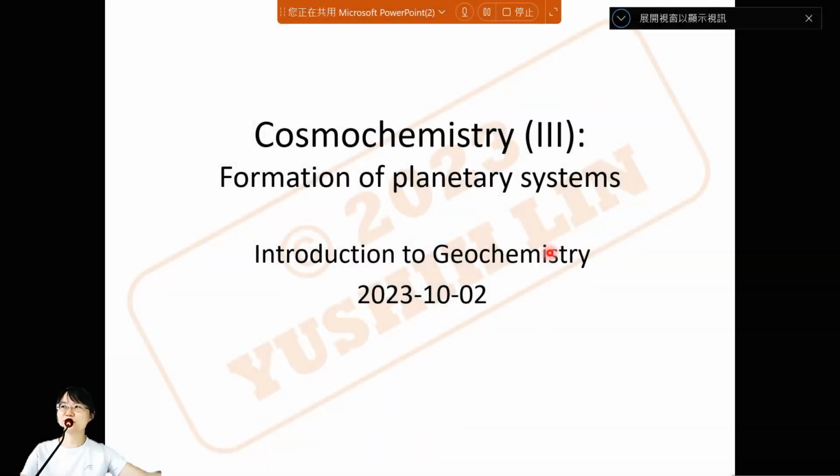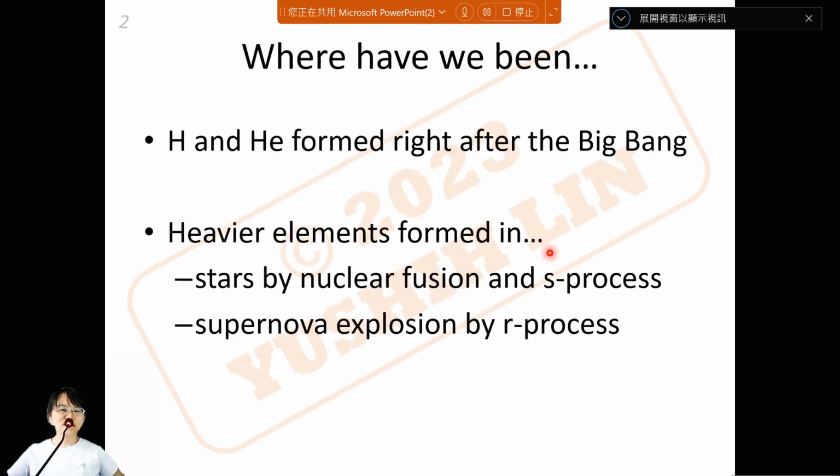I think previous students hate this topic a lot because later on, at some point, I will start to talk about the motion of the planets, the orbit, etc. And it's like, oh, I don't want to know that. I try to minimize that part. So we want to continue from where we have been.